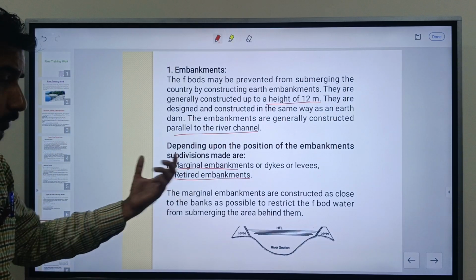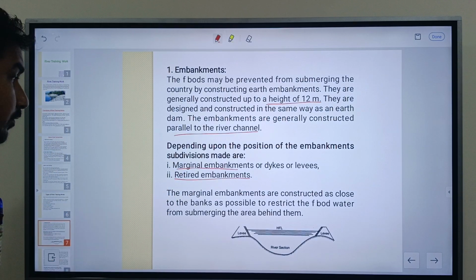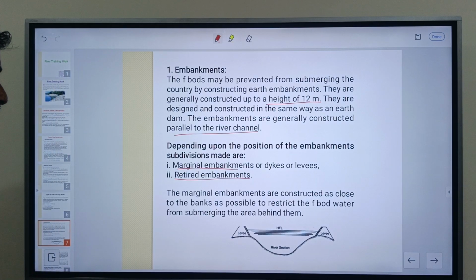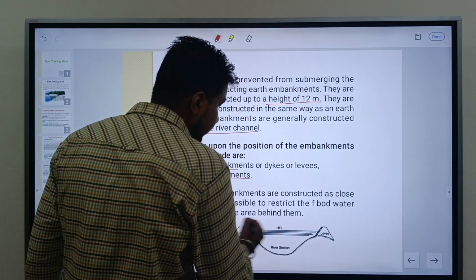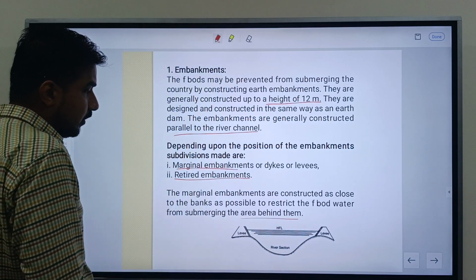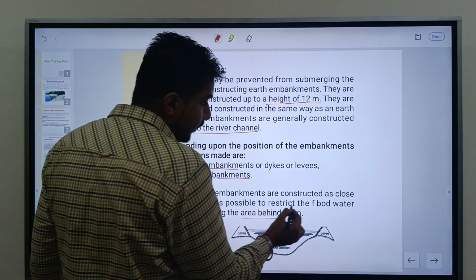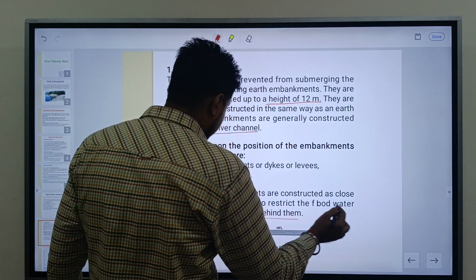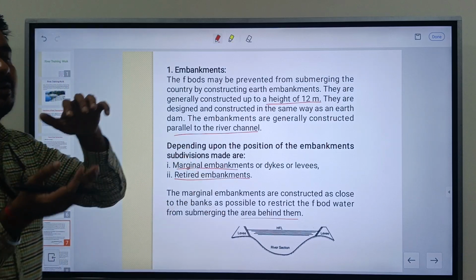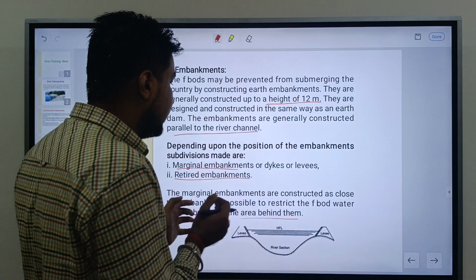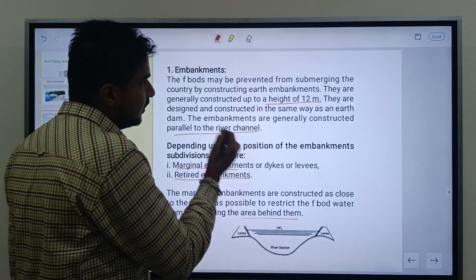So what are marginal embankments? Marginal embankments are constructed as close to the bank as possible to restrict the flood water from submerging the area behind them. They are very useful when constructed near the bank to restrict flood water submergence. They are helpful in reducing the submergence of flood water near the banks of the river. So they are very helpful.